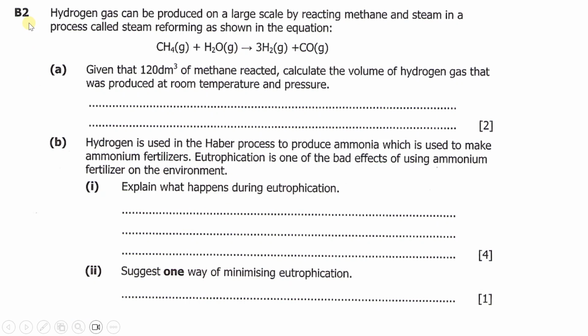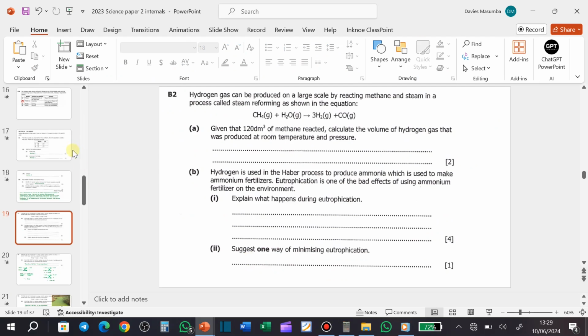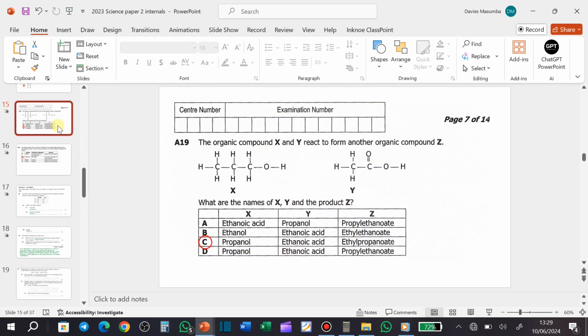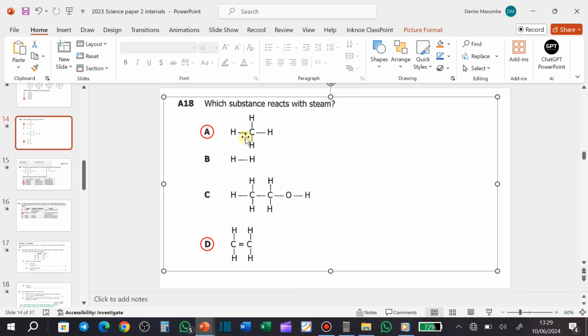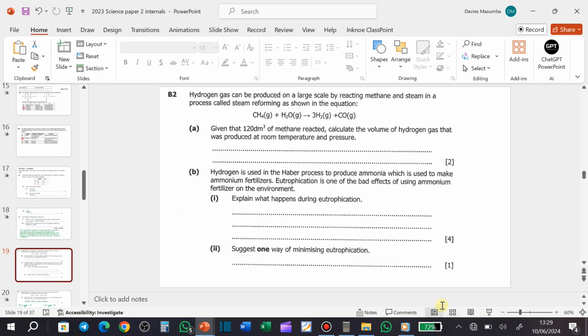So we go to B2, which says hydrogen gas can be produced on a large scale by reacting methane and steam. You have seen that question where I told you that they had to put 2 answers. Let me show it to you. This one here, where they asked which substance reacts with steam. I told you that methane and this one, both of these do react with steam. That's why I said two options here.